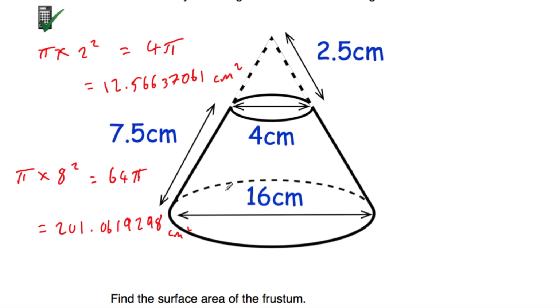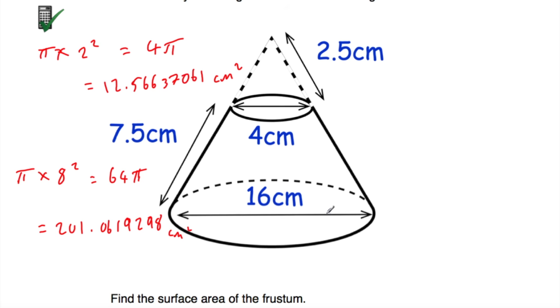We now just need to find the area of the curved face. And to find the area of the curved face, we're going to consider the whole cone. And we're going to do pi RL to find the curved surface area of that cone. Then we're going to do pi RL to find the surface area of the cone that's been removed. And then if we take them away, what's left will be the area of the curved face of the frustum. So let's work that out.